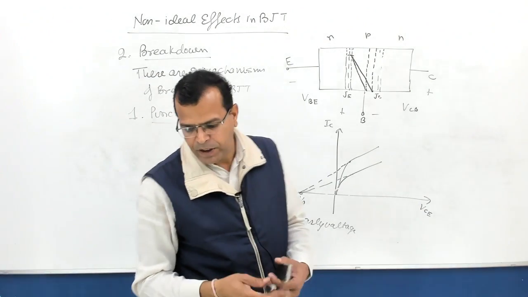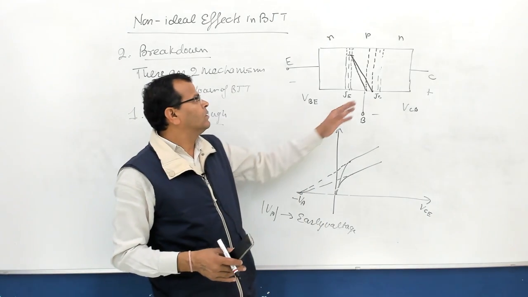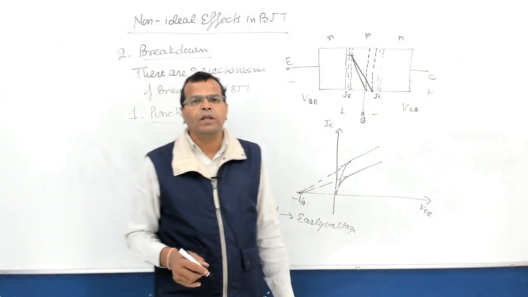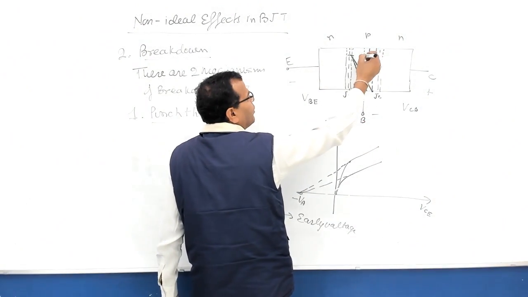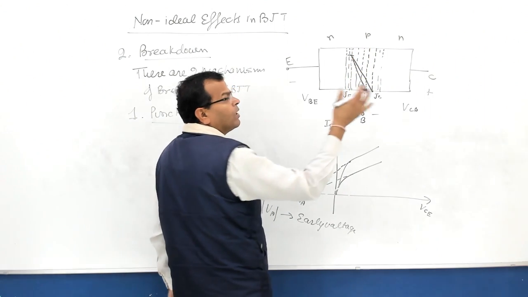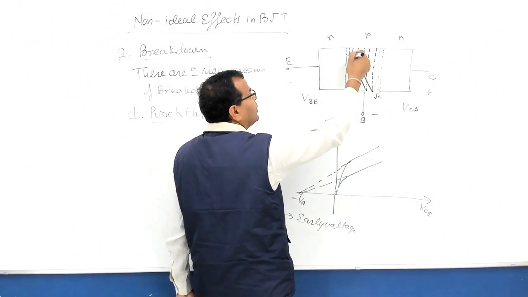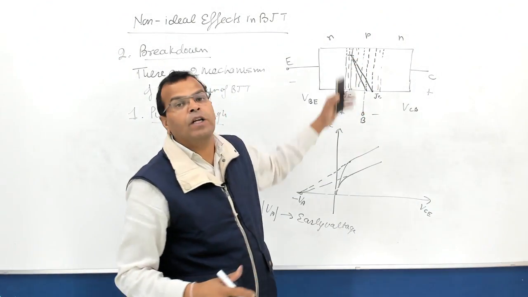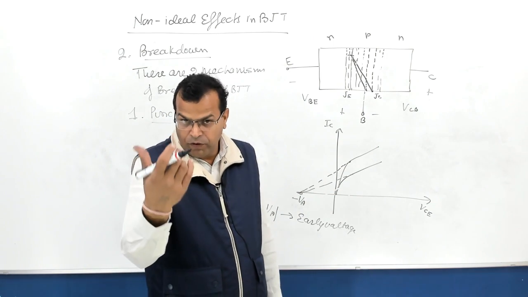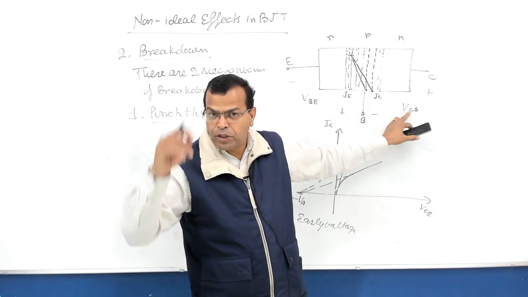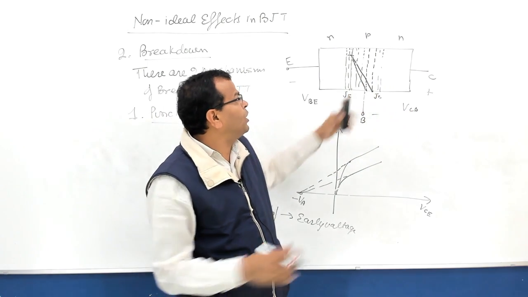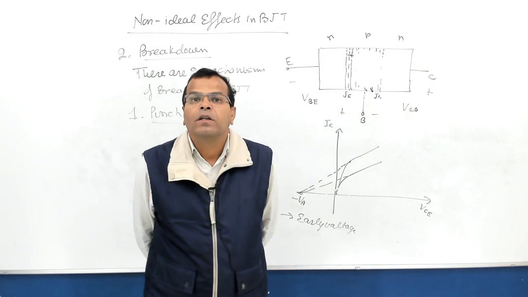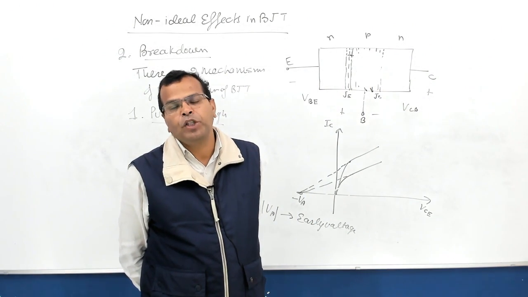Punch through phenomenon is basically related to the voltage VCB. When you increase the voltage VCB, your depletion layer width will go on increasing and the base width will keep on narrowing, and there may be a situation when the whole of the base region is completely covered by the depletion layer at such a high voltage. When VCB becomes such a high voltage that the complete base region is covered by the depletion layer, that phenomenon is known as punch through.